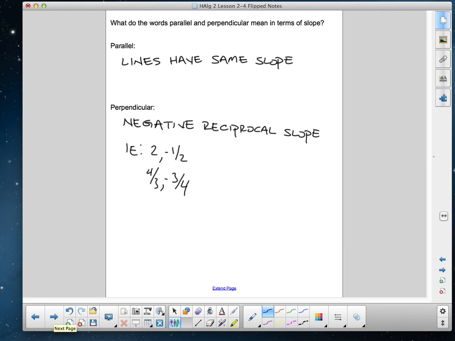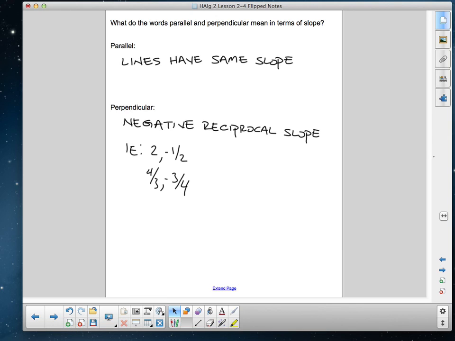So pretty short video today. Just reminding you guys of some forms you should already know, and then checking out what parallel and perpendicular slopes mean. Again, something we should know. Good to have a reminder of it before we jump into class tomorrow.